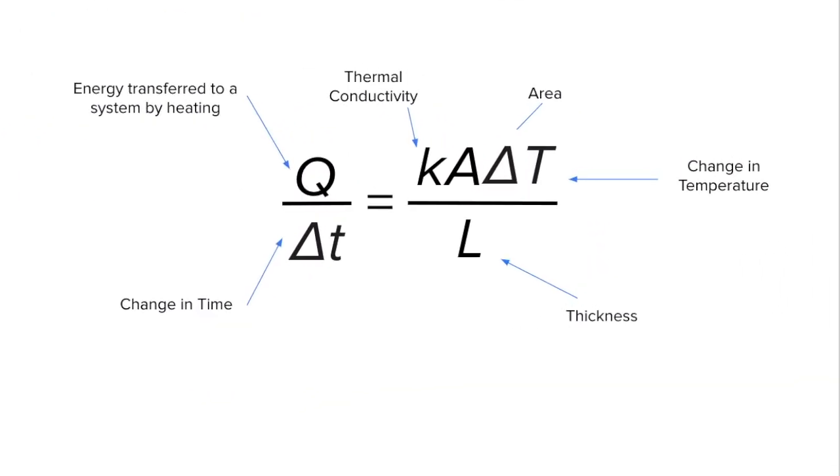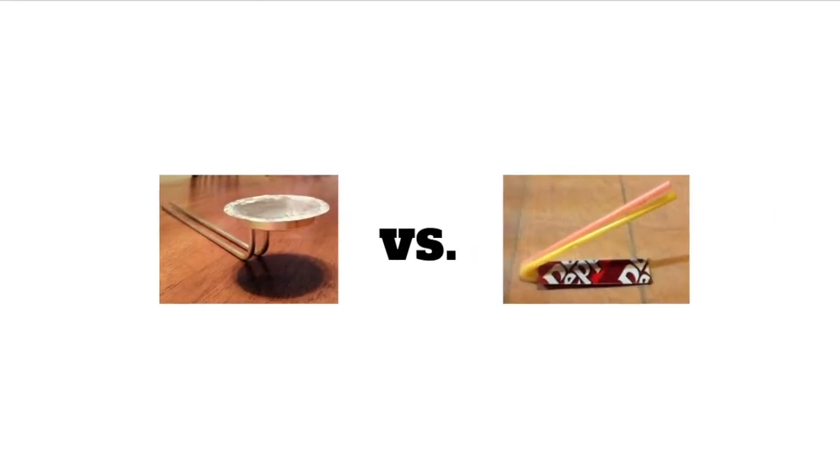The equation for this is seen on the screen, with Q representing the energy transferred to a system by heating, delta lowercase t the time in which a system is heated, K the thermal conductivity of the medium, A the area of the medium, delta capital T the temperature, and L the thickness of the medium.